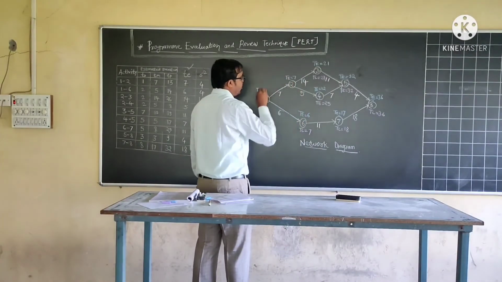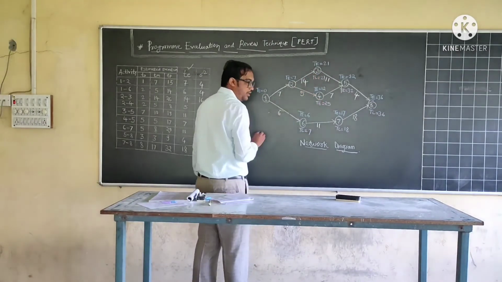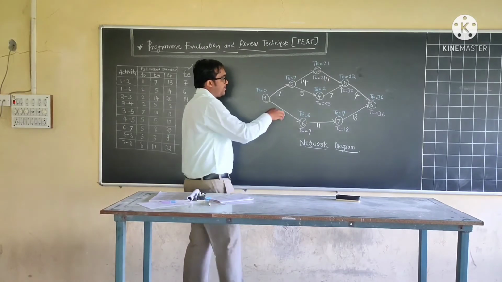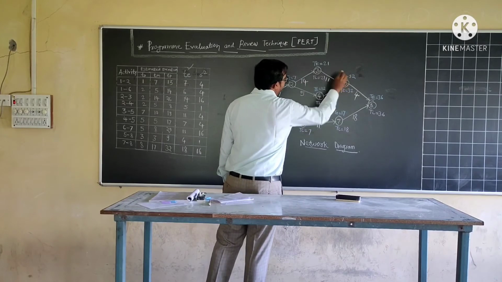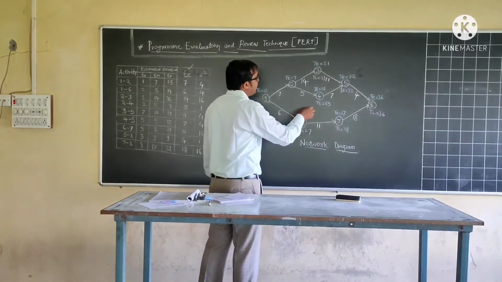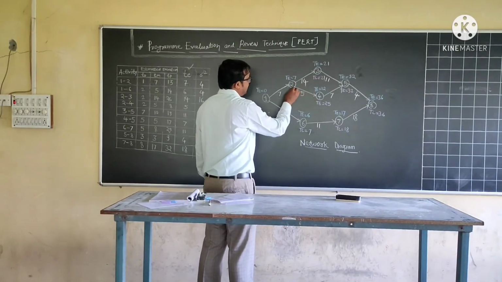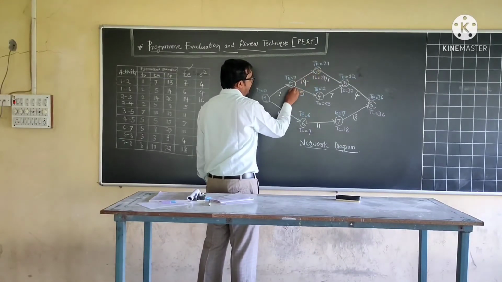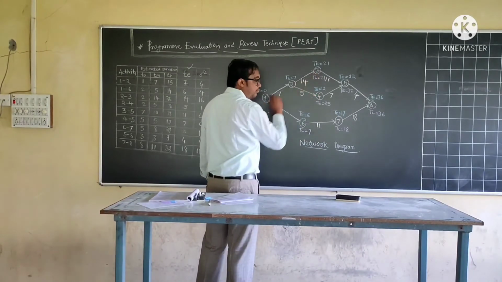For event number 2, there are two activities diverging from event number 2. Therefore, we will take the minimum value for TL. Previously, for event number 5, we considered the maximum value for TE. But with the help of the backward pass method, we will consider the minimum value for TL where two activities are diverging. So at event number 2, activity 2 to 3 and activity 2 to 4 diverge. Therefore, we will take the minimum value from both.